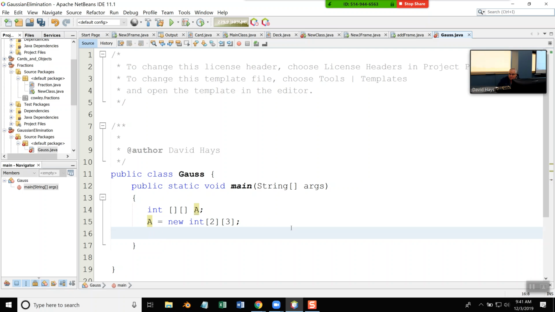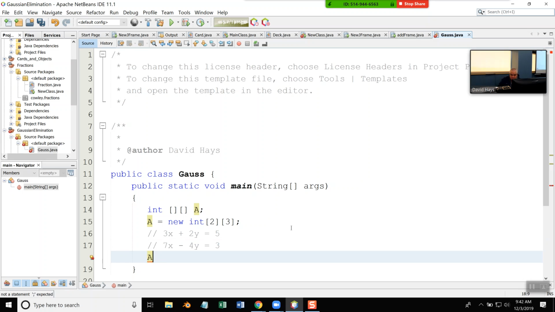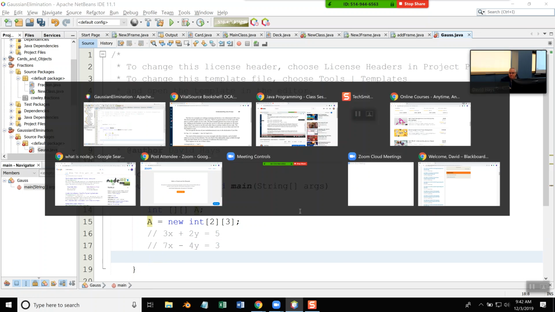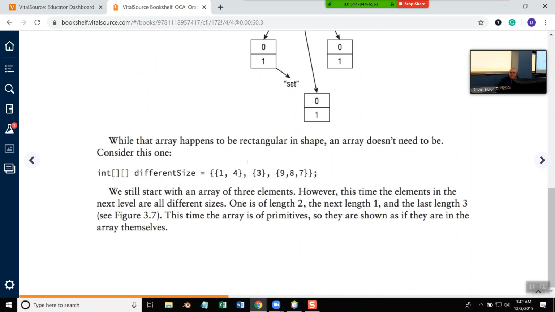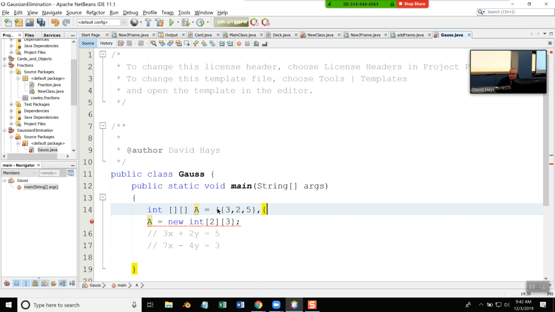Okay, so A. Let's see. X plus 3x plus 2y equals 5. 7x minus 4y is equal to 3. And let's see if I can get the syntax right here. Okay, quotes around it. This would be probably easier. 3, 2, 5, comma, 7, negative 4, 3. I don't think I want that anymore.